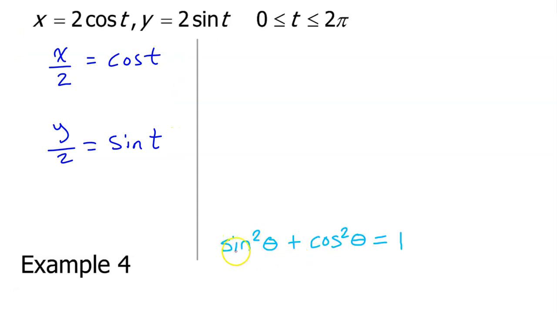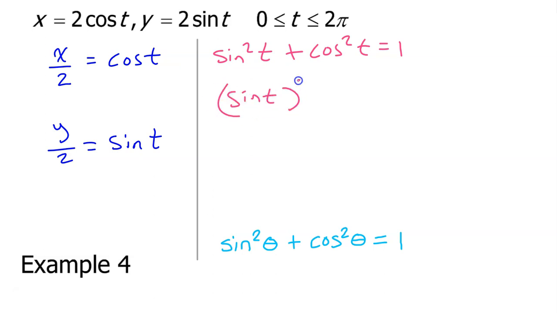Well, this is why we learned those Pythagorean identities earlier in the year. And the most important one was sine squared theta plus cosine squared theta is equal to 1. So, written in terms of t, that becomes sine squared t plus cosine squared t is equal to 1. Remember that sine squared t just means sine of t squared. And similarly, cosine squared t means we've got the cosine of t squared.